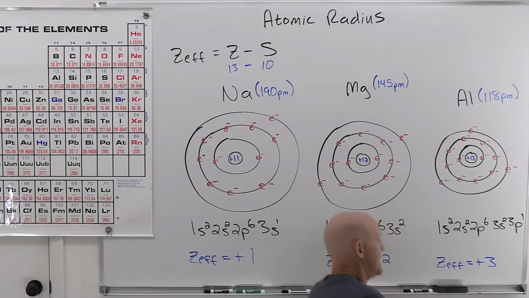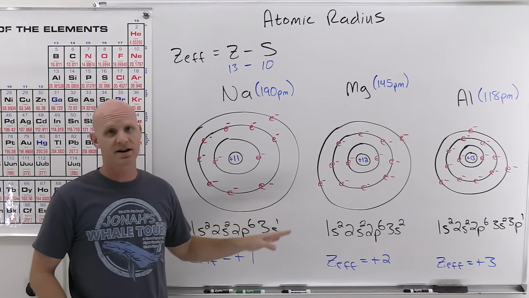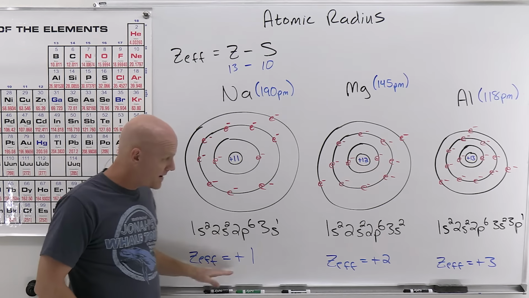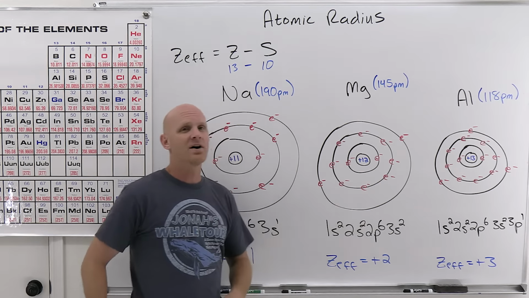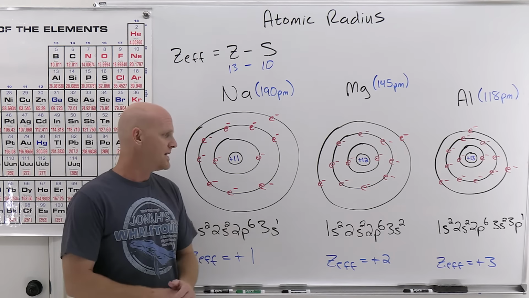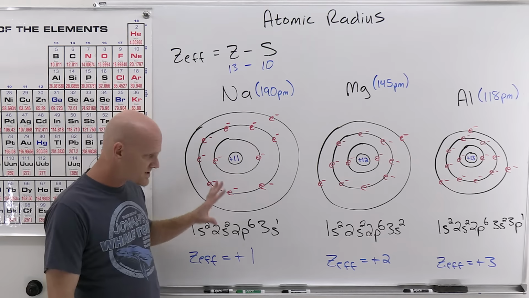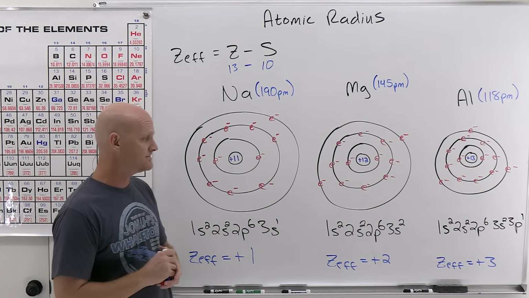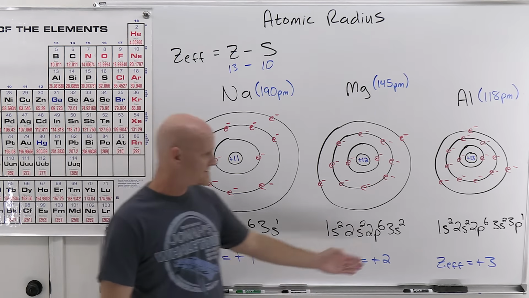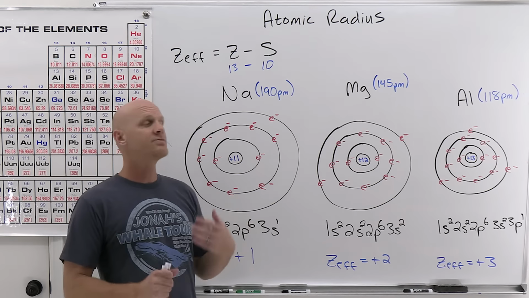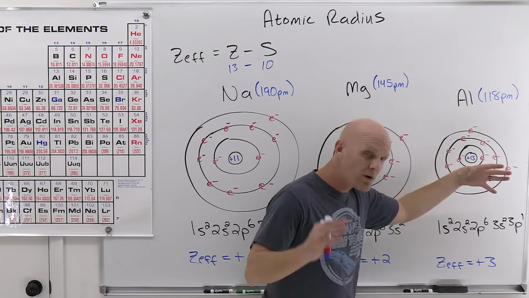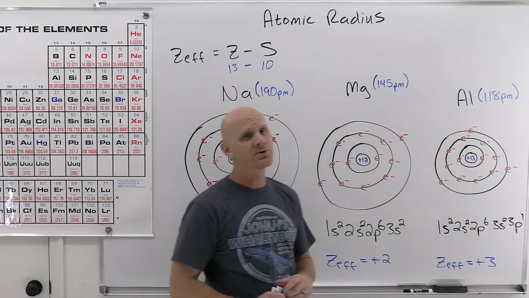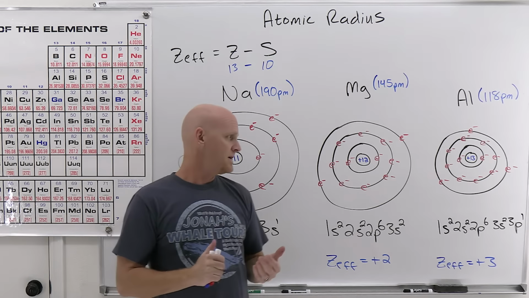of +3. And again, these are just rough approximations of effective nuclear charge. There are more complicated equations that can give you a much more exact value, called Slater's rules and so on, that we're not going to go through. We're just going to use this rough approximation and call it good. It'll establish the trend that we need. So what we see here is aluminum has an even higher effective nuclear charge. Therefore, the outermost electrons are even more attracted to the nucleus. They're pulled in even tighter, and therefore it's even smaller here at 118 picometers.